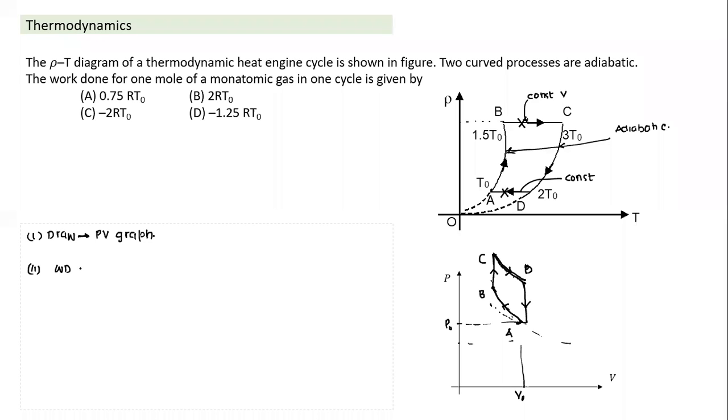Work done for the entire cyclic process: actually there are only 2 steps to consider. I'll calculate the work done for BC and for D to A; both are 0. So I'll calculate the other work done, for AB. What is the work done for AB?